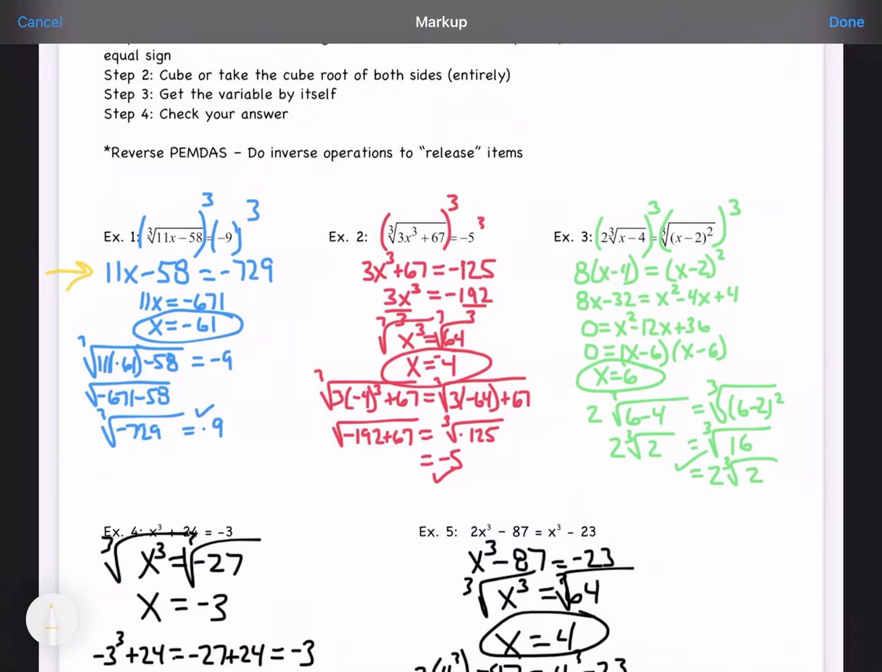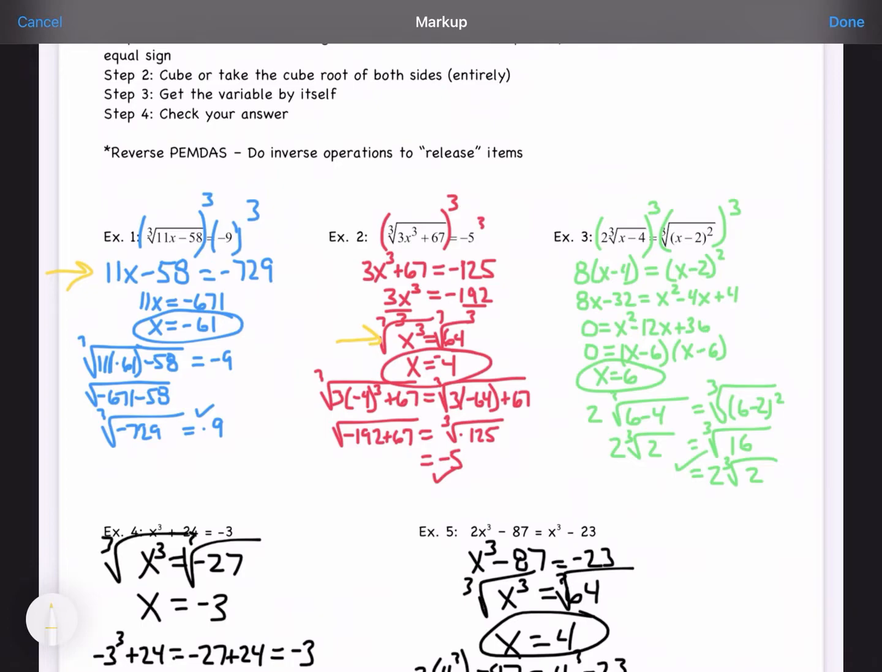On the next one, number 2, I had the cube root of 3x cubed plus 67 equals negative 5. So this one's kind of multiple steps. First, we need to cube both sides. So that gives me 3x cubed plus 67 equals negative 125. Then I got the 3x cubed by itself, and I divided by 3. So negative 192 divided by 3 would give me negative 64, equal to x cubed. So then I took the cube root of both sides to get x equals negative 4. And you can see when I plug it back in, I work it all the way through, and it ends up equaling what it's supposed to equal.